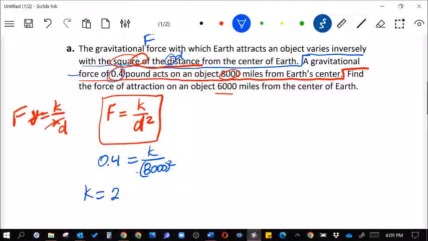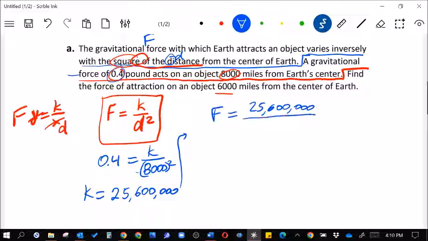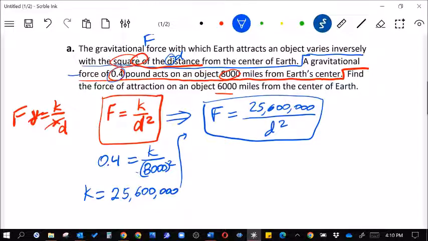Do that in the calculator, and you get 25,600,000. Okay. That gives us enough now to give us that the force equals 25,600,000 to be precise here, divided by the distance squared. Now we have something that works. We needed to find the K, we have done it. And then the part that we're trying to find is when it's 6,000. So we're trying to find the force of attraction when the distance is 6,000 and then it's 6,000 squared.